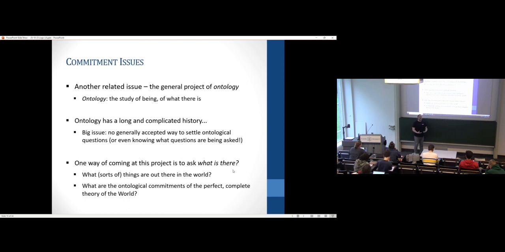Well, if we knew the ontological commitments of the perfect theory, we would know what there is. Because the ontological commitments of the theory are the things that are there for it to be true, and the perfect theory is the one that perfectly accurately describes the world. So the commitments of this perfect theory are just the stuff that's there. And it wouldn't be anything else. So again, this gives you a way to kind of tie together two very interesting projects. What are theories committed to? And this much broader question of what is there?